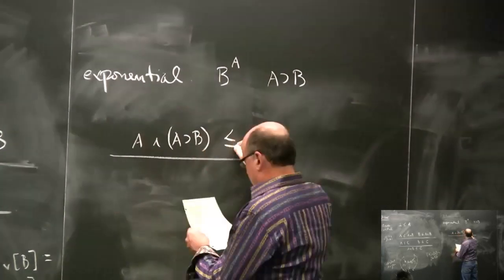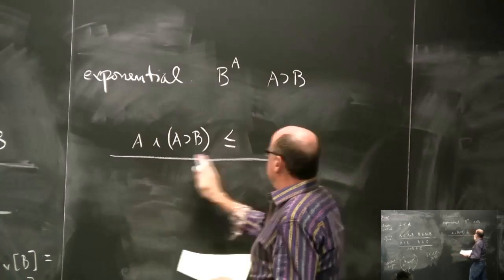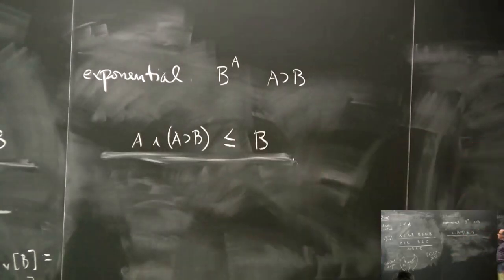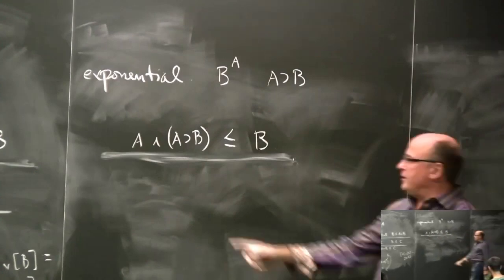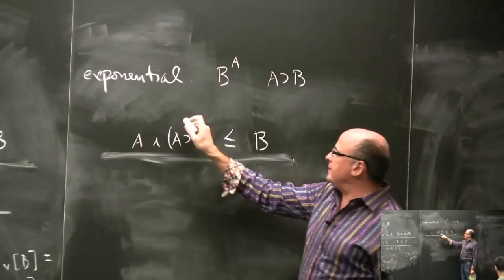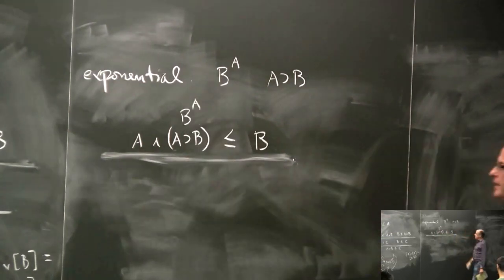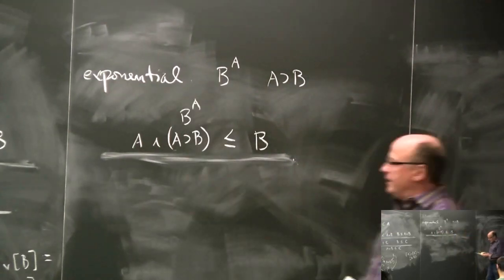that is less than or equal to B. So that's just modus ponens, right? If you have A and A implies B, or B to the A, then that gives you B. And then we say it's the greatest such thing.